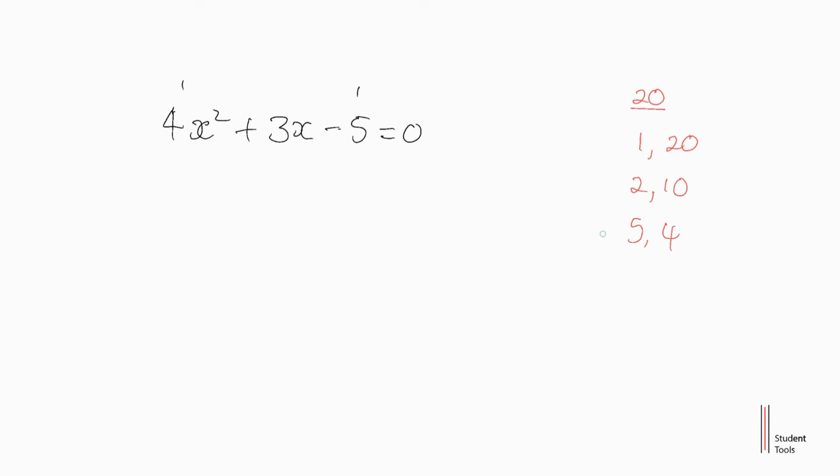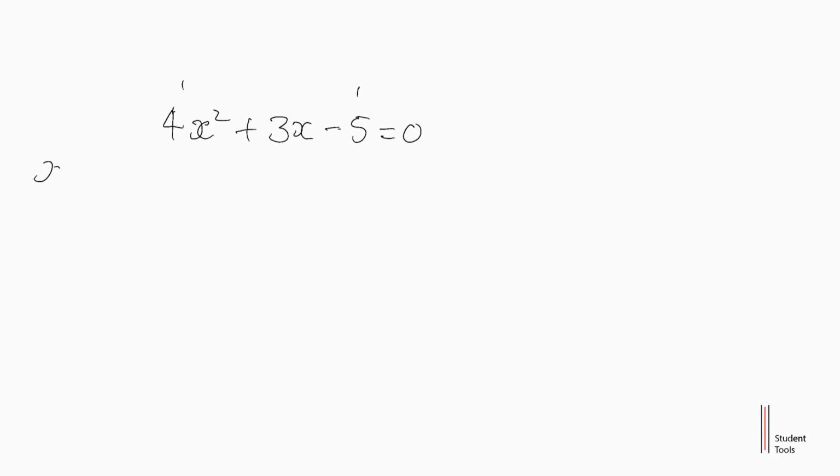With these factors we have to use one pair, which will give us an answer of positive 3 when we add the two factors together. So which of these can we use? There is no pair of factors that we can use here, because none of them can give us an answer of positive 3 when we add them together. So that means that this quadratic equation cannot be factorized. So what do we do when a quadratic equation cannot be factorized? We use the quadratic formula.